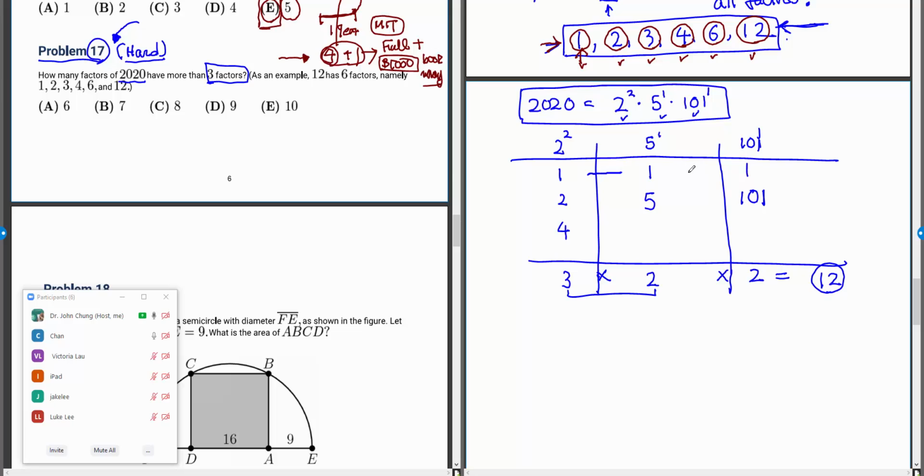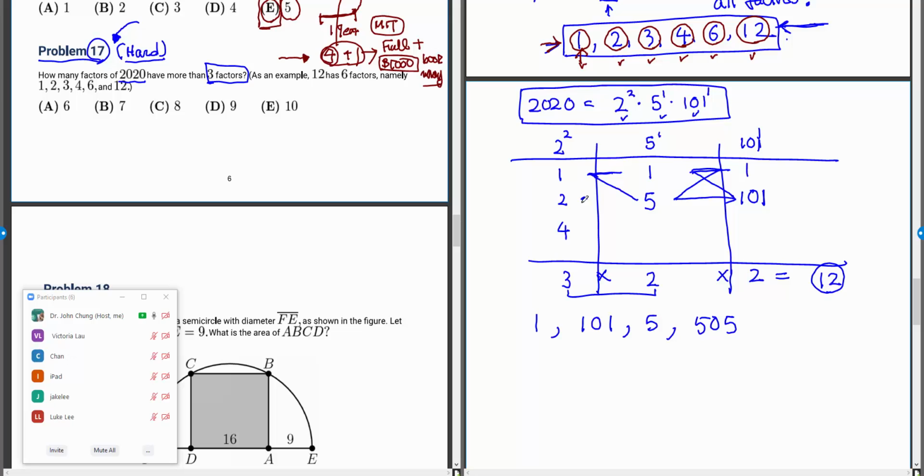1 times 1 times 1. When you take the product, that gives us the factors, okay? 1. The next one: 1 times 1 times 101, 101 is a factor. We just finished this one. The next one, using 5: 1 times 5 times 1 is what? 5, isn't it? 1 times 5 times 101 is what? 505. Is it okay?